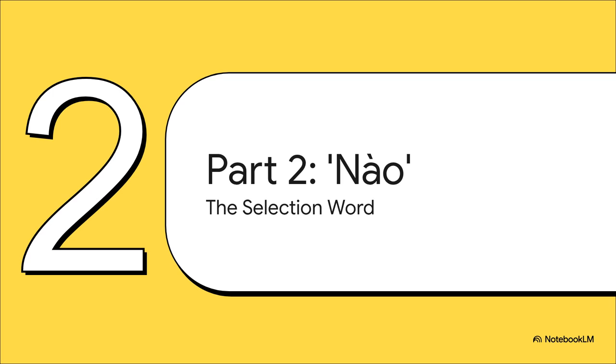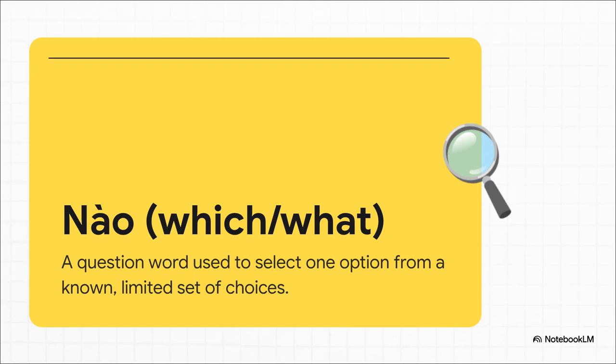Now, let's completely flip the script and talk about our second word, nào. If gì is your discovery word, then nào is the complete opposite. It's your selection word. Now, here's where people get tripped up because nào can sometimes translate to which, but also what. But the secret isn't in the English word, it's all about the context.